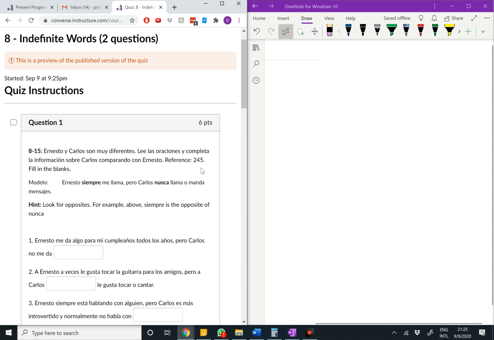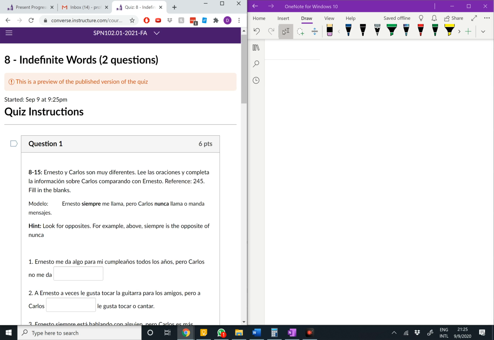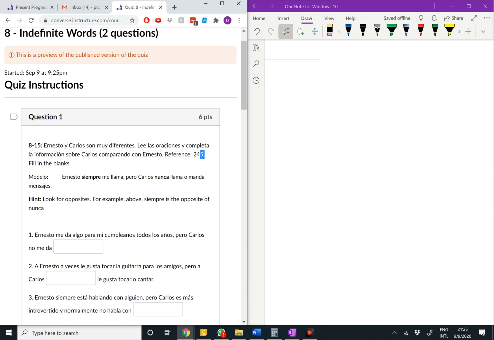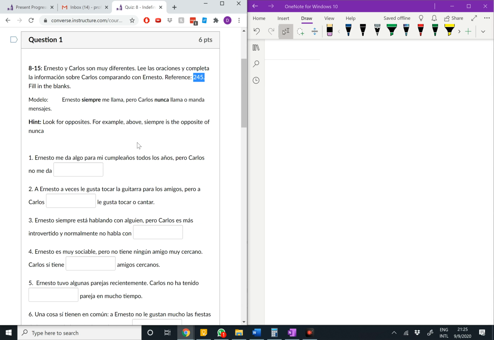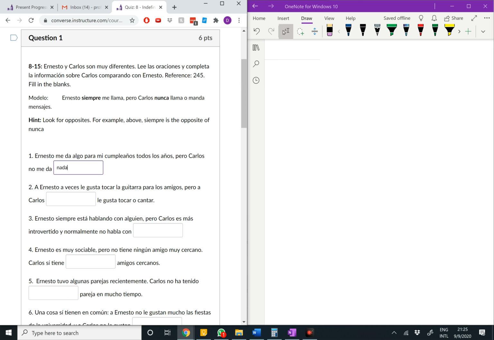8-15. This is indefinite words and nouns, and I want you to go to 245 in your book, very critical. So what you're going to do here is look for opposites. So for example, Ernesto siempre, always, the opposite of that is nunca. So for number one, Ernesto me da algo para mi cumpleaños todos los años, pero Carlos no me da, me da algo. So here's our word. We want to look at the opposite. What's the opposite of algo? The opposite is nada, something, nothing.